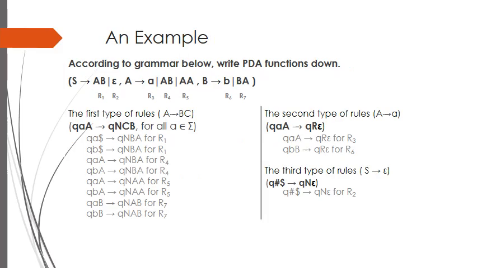In this conversion question, we first labeled the grammar rules such as R1, R2, R3. Then we grouped them according to which of the three types of transformation rules they match. Finally, we applied the transformation rules.